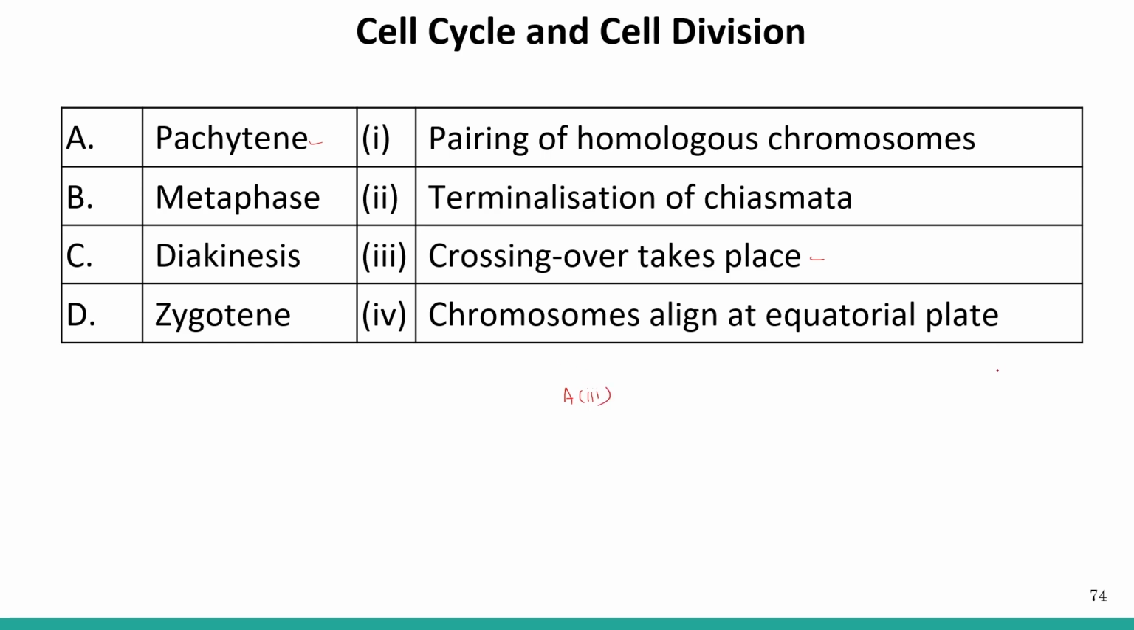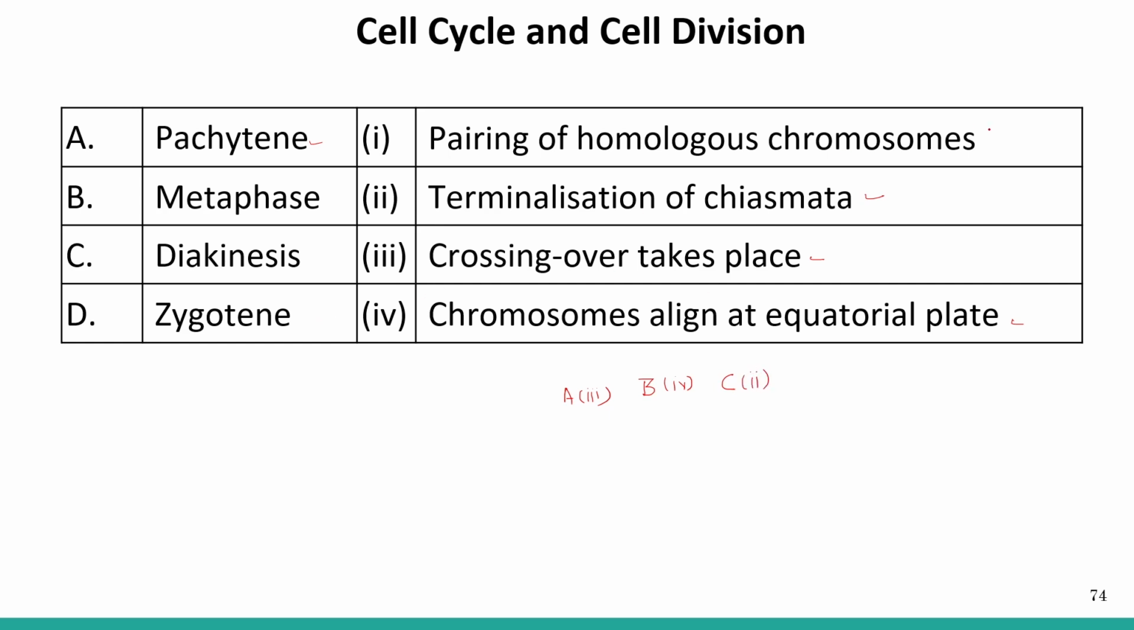Metaphase, what happens? Chromosomes align at the equatorial plate. Then B should be fourth. Diakinesis, terminalization of chiasmata takes place. All right, so C should be second.